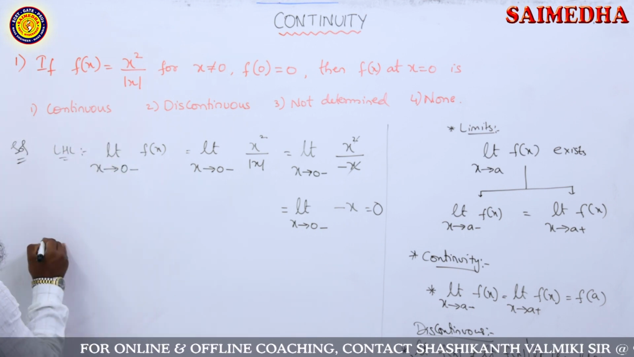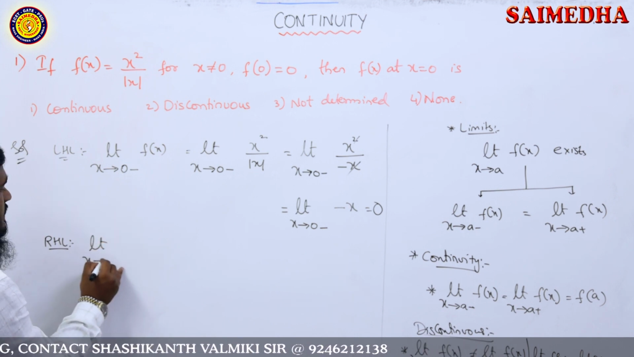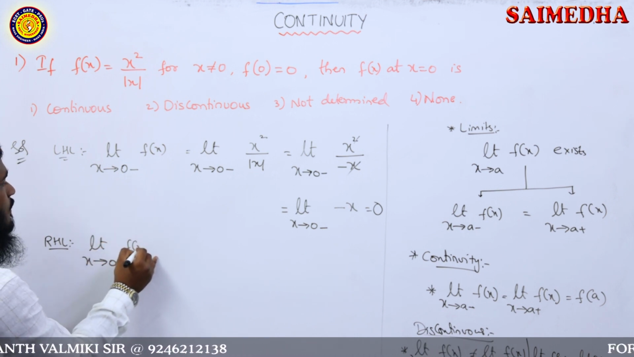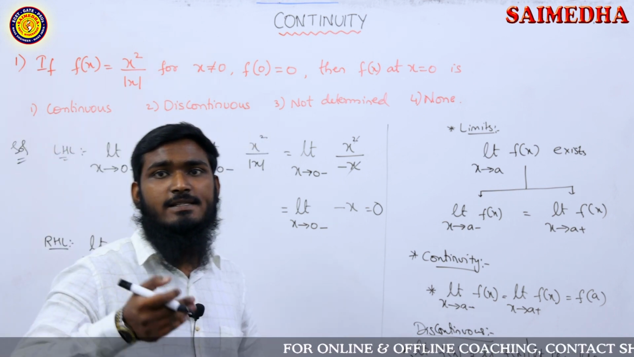Now let us see RHL value now. RHL is equal to limit x tends to 0 plus f of x, which is equal to. Now what do we have to take in RHL part? We have to take it as 0 plus.